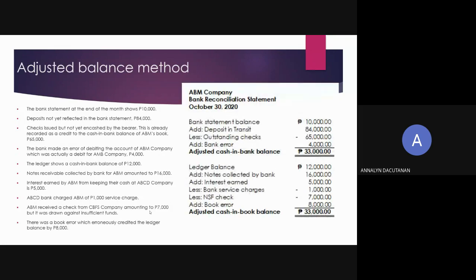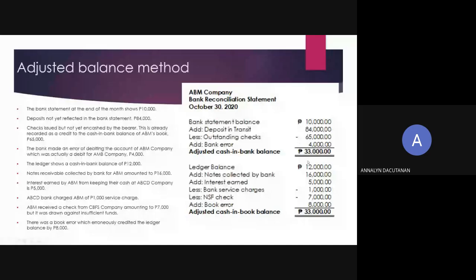It goes this way. So, our unadjusted bank balance, ito yan, 10,000. And then we have our deposit in transit of 84K, add. Next, we have outstanding check of 65, minus. And then we have bank error. Again, we have debited the account. The bank debited the account, so binawasan niya yung account ni ABM Company in order to correct it. Dapat 33,000 pesos yung adjusted cash in bank natin.